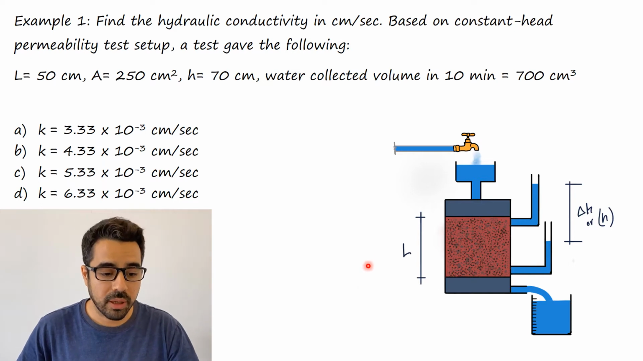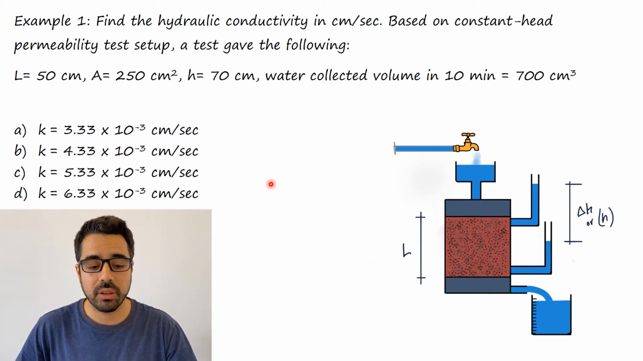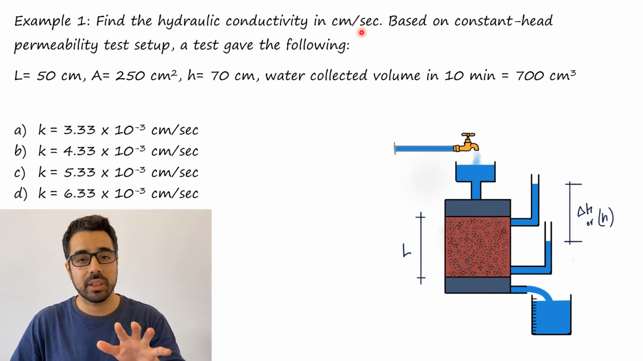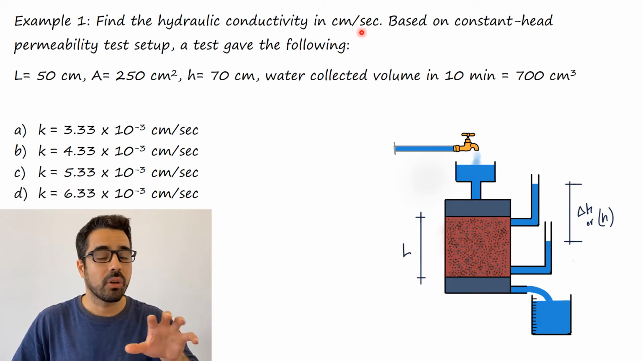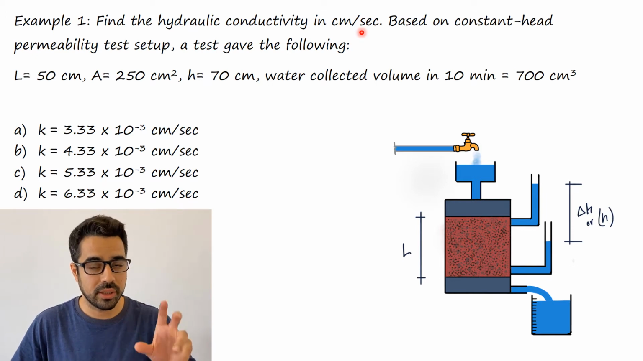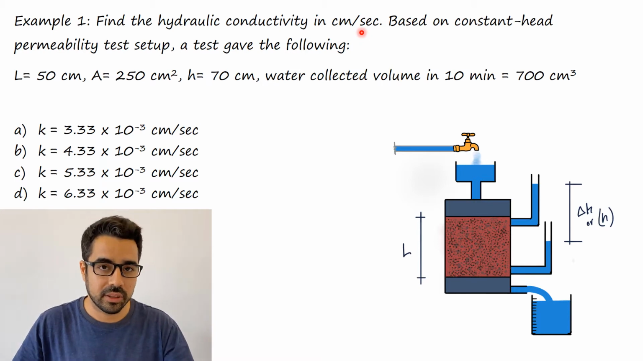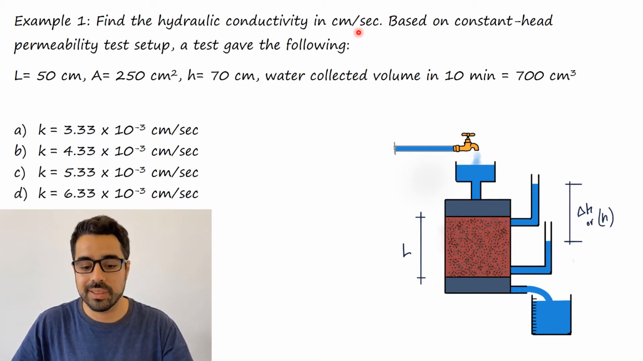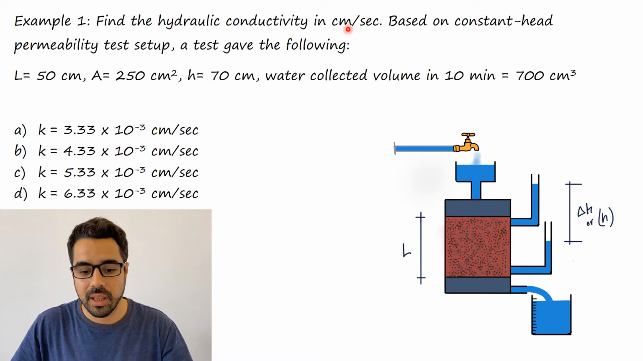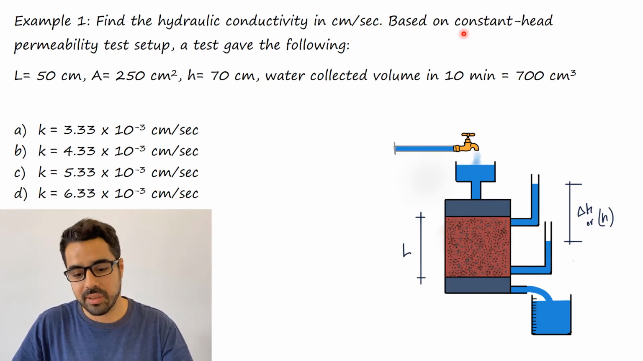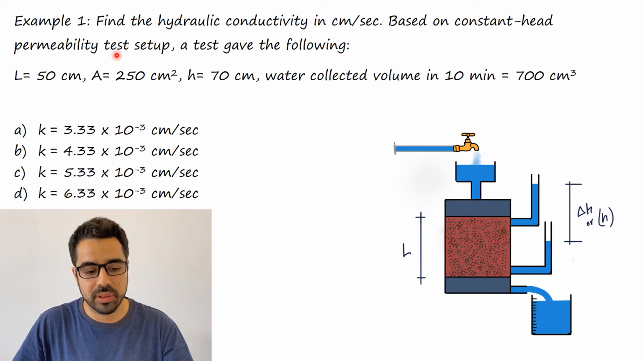The first example says find the hydraulic conductivity in centimeter per second. First, hydraulic conductivity can be called coefficient of permeability, and it usually uses the letter K. Number 2, it's in centimeter per second, as if you're trying to describe a speed, length over time. Please pay attention to the unit based on constant head permeability test setup.